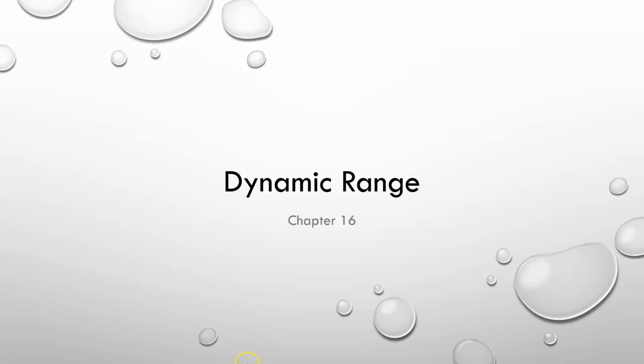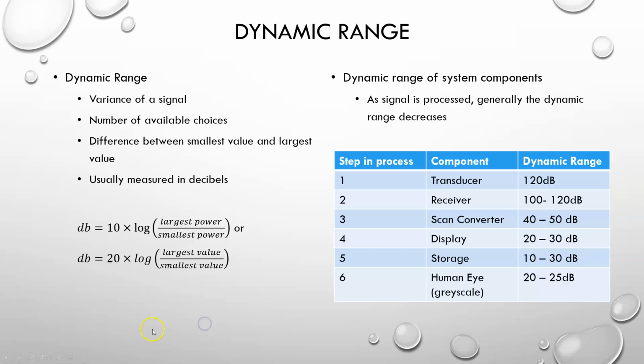Alright, so chapter 16, dynamic range. This will go fairly quickly. Dynamic range is essentially just the difference between the smallest value and the largest value.